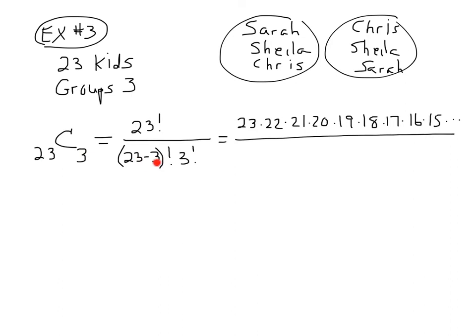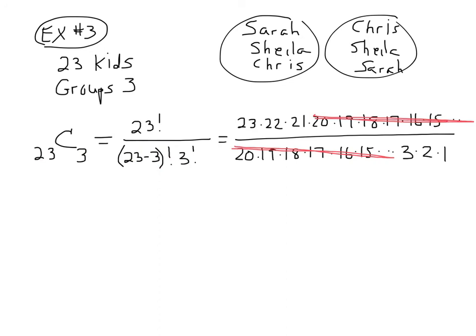Next, 23 minus 3 is 20 factorial. So you do the parentheses, you get 20 factorial. 20, 19, 18, 17, 16, 15. Okay, I'm kind of running out of room. I know it'll go all the way down to 1. And then I can't forget 3 factorial: 3, 2, 1. And now I cancel. This would go all the way down to 1. This part would go all the way down to 1 starting at 20. This would go all the way down to 1.